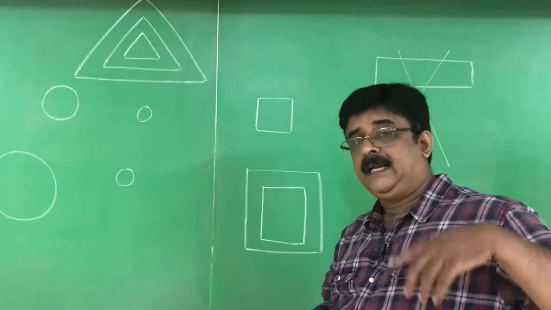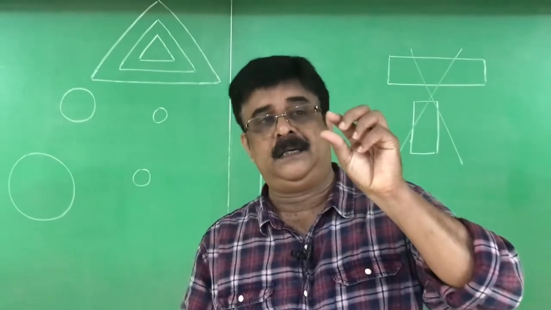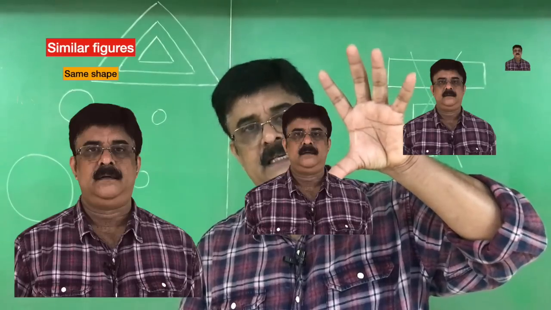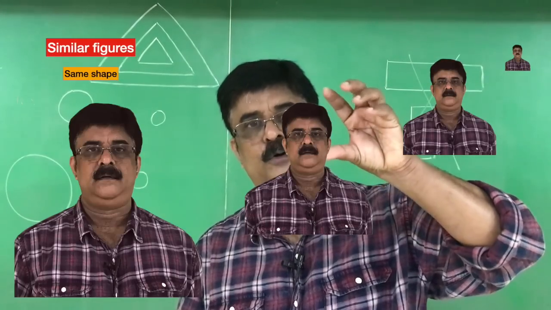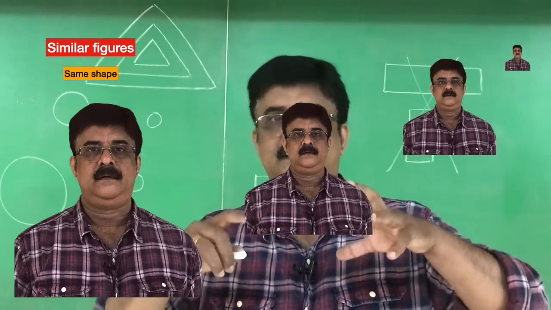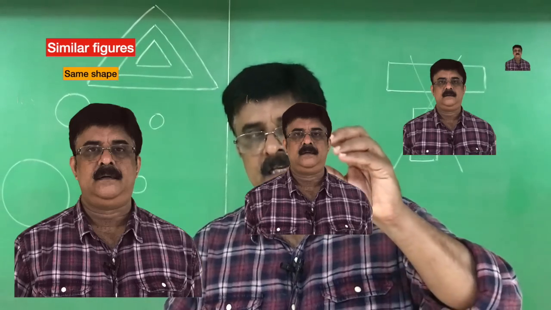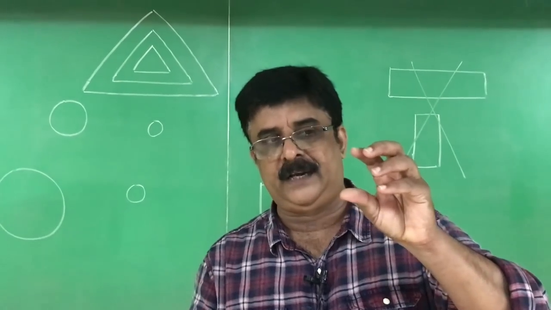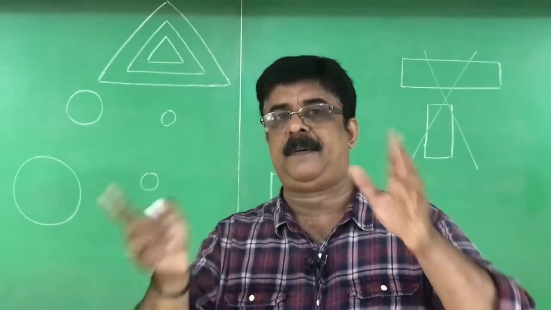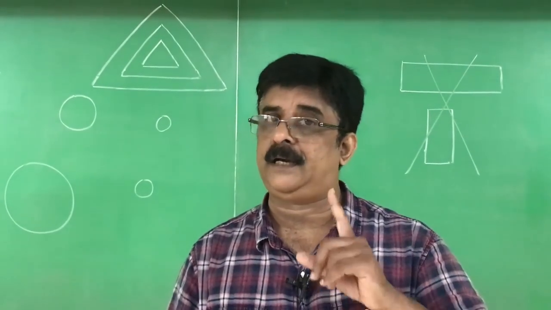In the same way, take my photo. My photo of stamp size, passport size, landscape size, any size you take, my photo is similar. Therefore, you can recognize me. Understood? If the photo is in a different manner, then you can't recognize me. Therefore, similar figures are geometrical figures having the same shape, not the same size. If size and shape are both the same, then we call them what? Congruent figures. Try to understand, right?